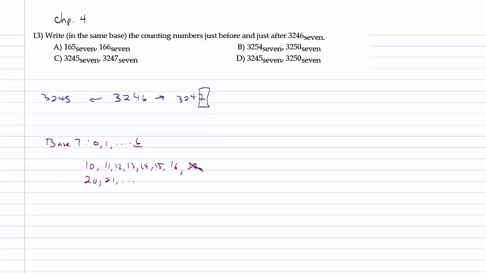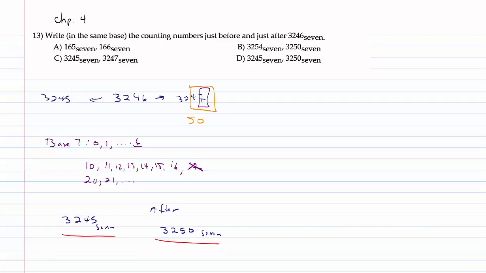So what I need to do is come up here and replace 7 with some equivalency. So really I'm going to end up replacing the 47 with 50. So the number immediately before, that one's not an issue here. The number beforehand is going to be 3245 in base 7, and the number after is going to be 3250 in base 7. Okay, so that's before and this one is after.